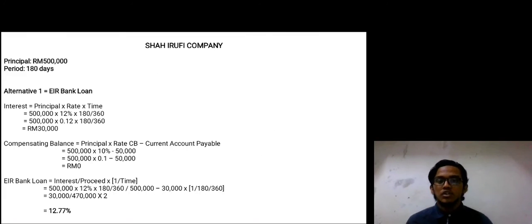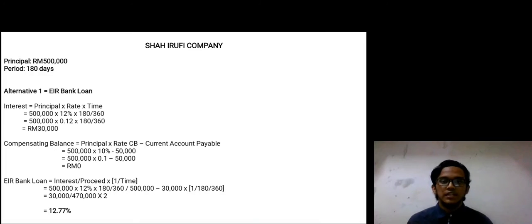First of all, we know the principal is RM 500,000 and the time is 180 days. Alternative one is a discounted loan at a rate of 12% per annum and a 10% compensating balance. It shows that alternative one is an EIR bank loan. By using the formula, we get interest of RM 30,000, RM 0 compensating balance, and the answer we get is 12.77% EIR. That is the finance source for alternative 1.